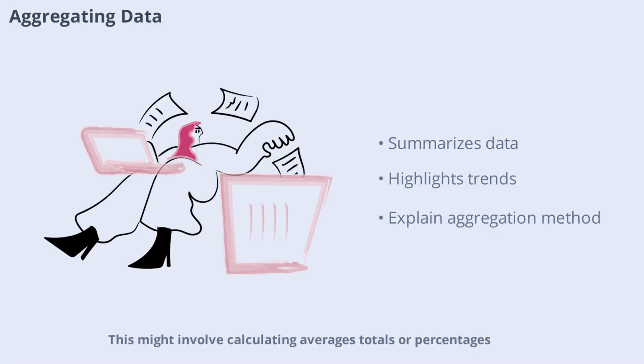Aggregation means summarizing your data to make it easier to visualize. This might involve calculating averages, totals, or percentages. Aggregated data helps you focus on the big picture, making trends and patterns more apparent. Just be sure to explain how you've aggregated your data so viewers understand what they're seeing.